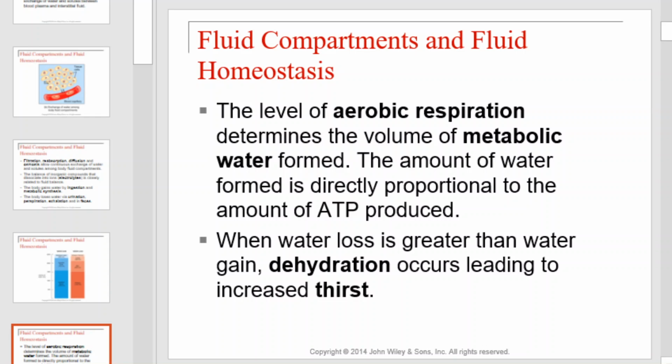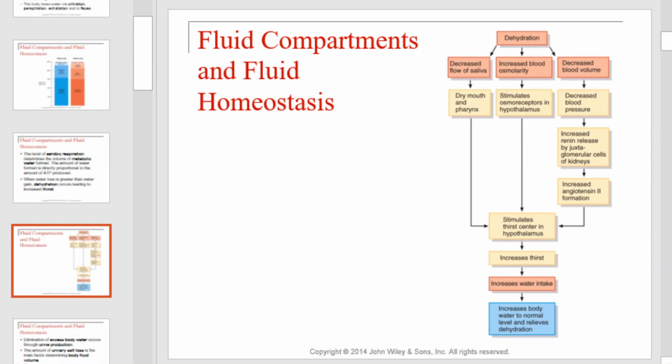The level of aerobic respiration determines the volume of metabolic water formed. The amount of water formed is directly proportional to the amount of ATP produced. When water loss is greater than water gain, dehydration occurs, leading to increased thirst. This flowchart illustrates the events that follow dehydration and leading up to increased water intake.